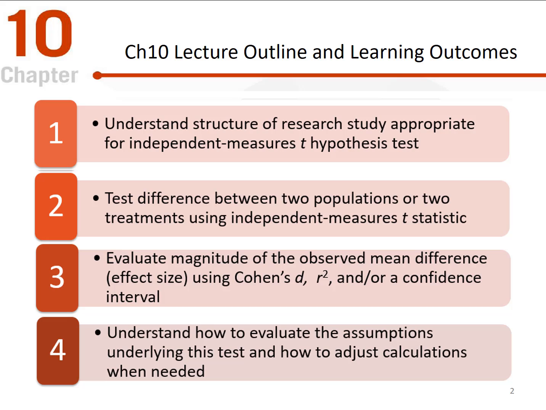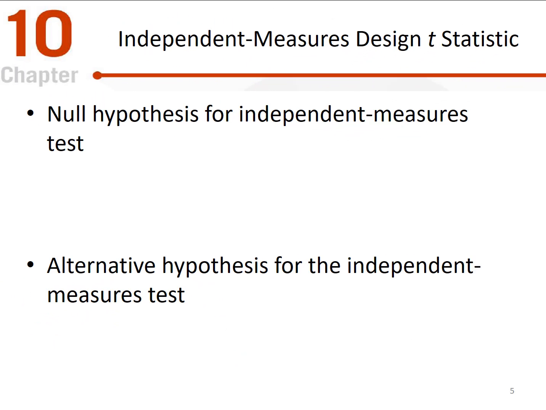You can see there's a lot of similarity to the last chapter. It's just really that now we have two independent samples. That's the difference. So what do you think the null hypothesis is for independent measure tests?